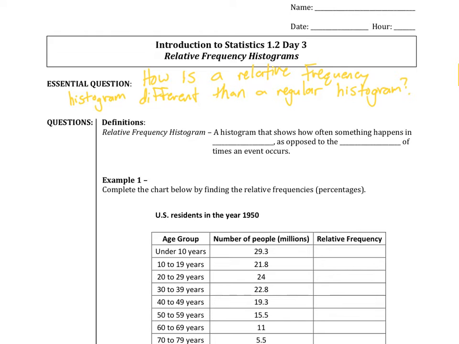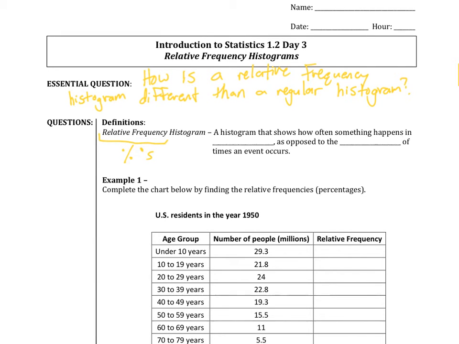In section 1.2, day 3, we continue on with histograms, and this time we're going to talk about relative frequency histograms. So how is a relative frequency histogram different than a regular histogram? These words here, relative frequency, are talking about percents. So whenever you hear those words or see those words, think of it's always percents of something.